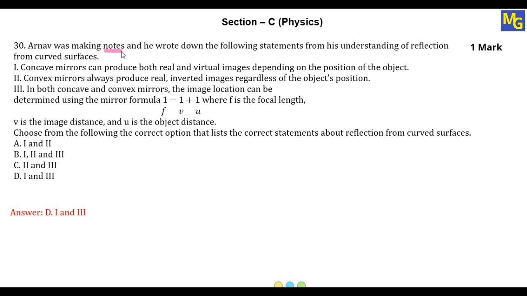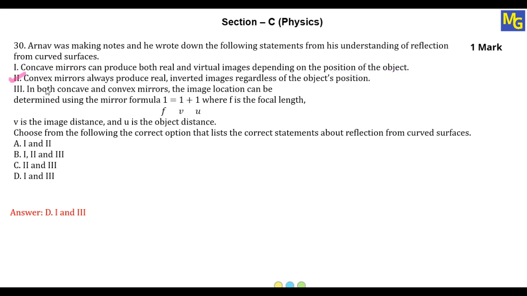Arnav was making notes and he wrote down the following statements from his understanding of reflection from curved surfaces. So there is one boy, Arnav. He has written some statements from his knowledge of reflection from curved surfaces. We have to read all the statements now. Statement 1: concave mirrors can produce both real and virtual images depending on the position of the object. This first statement is regarding concave mirrors.